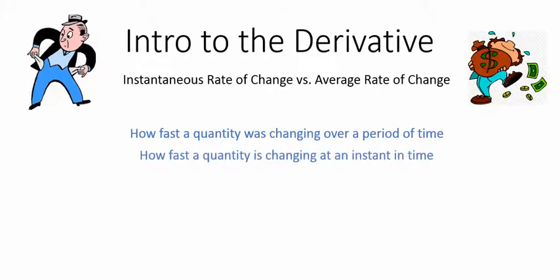Now, an instantaneous rate of change, however, measures how fast a quantity is changing at an instant in time. And we're going to see that an instantaneous rate of change is really nothing more than an average rate of change where the elapsed time is minimized until it is essentially zero but not zero.